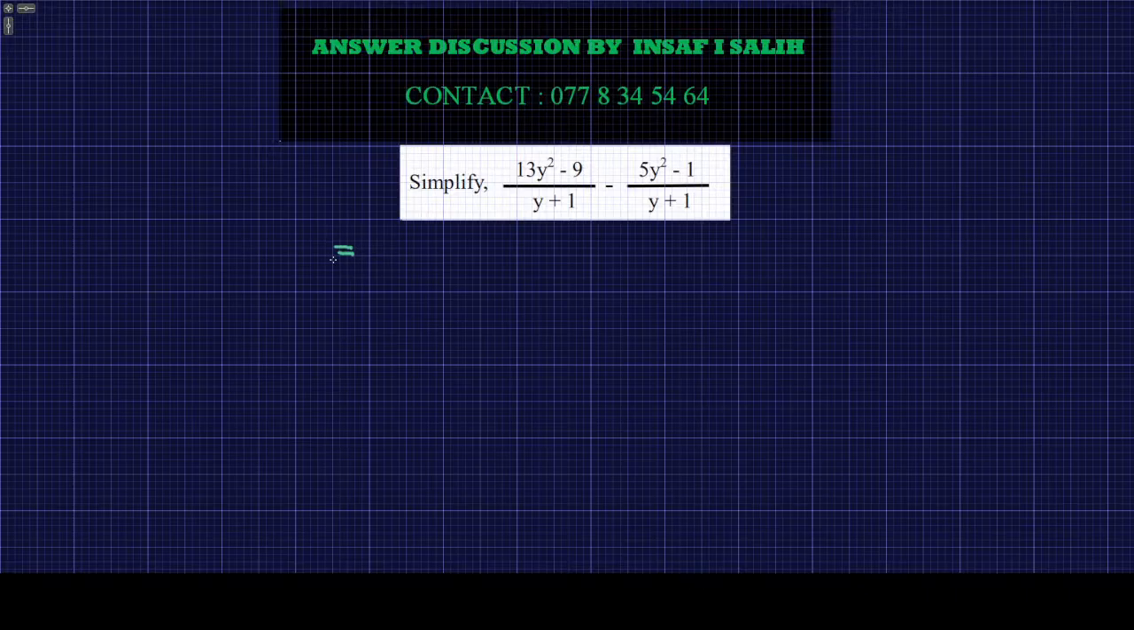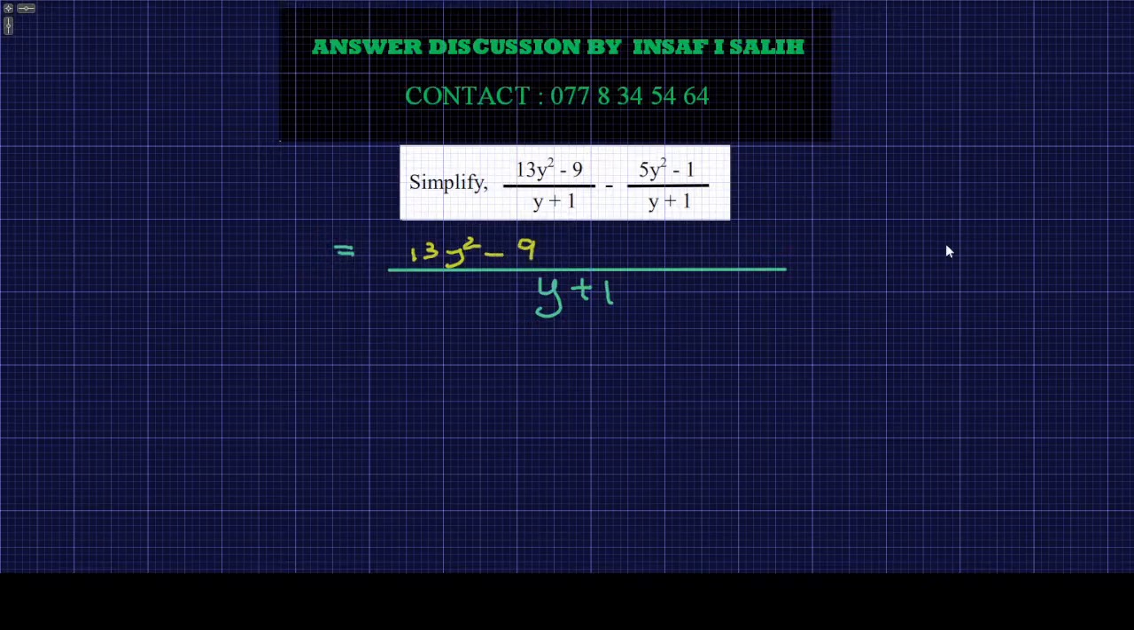Right, you are supposed to simplify here. The first thing we got to check is whether the denominators are the same. Yes, both the fractions got the same denominator, y plus 1. So that will be used as the common denominator, y plus 1. So first fraction's numerator, 13y squared minus 9.